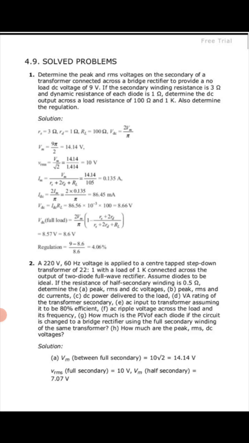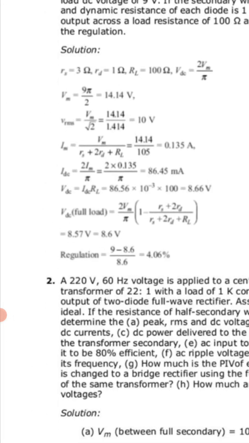They gave the secondary resistance Rs as 3 ohm. After that they gave the dynamic resistance Rd is equal to 1 ohm, load resistance RL is equal to 100 ohm, VDC is equal to 2 Vm by pi. So Vm is equal to 9 pi upon 2. So the value of Vm is 14.14 volt.